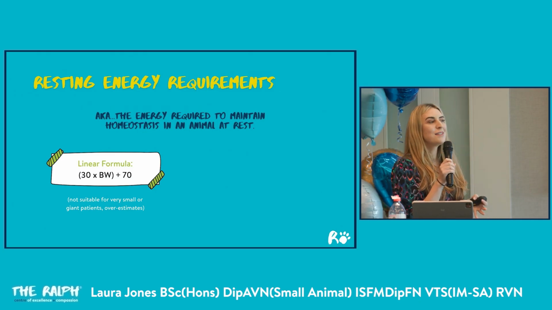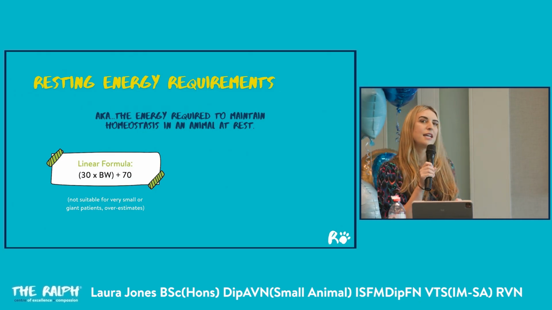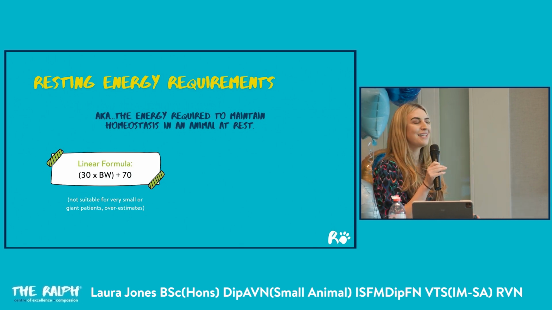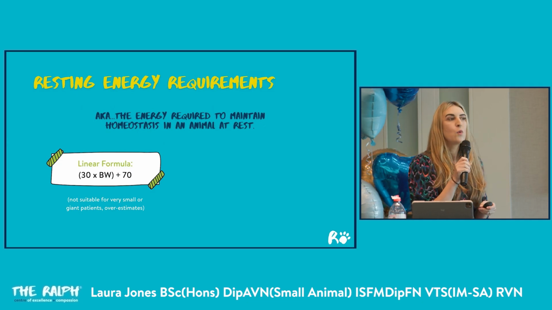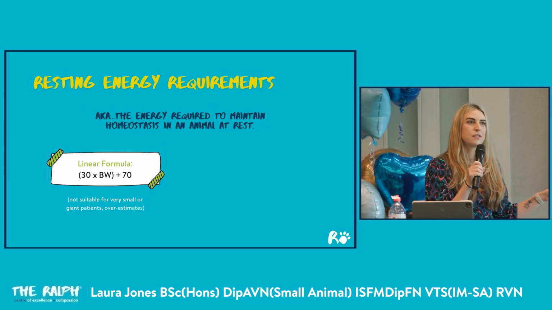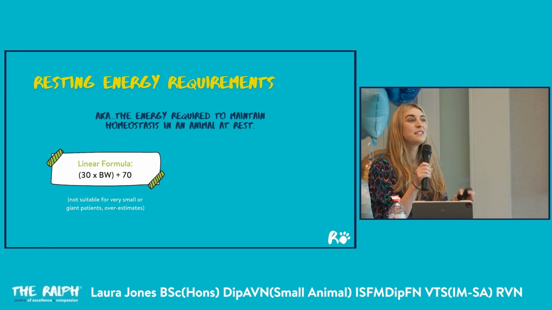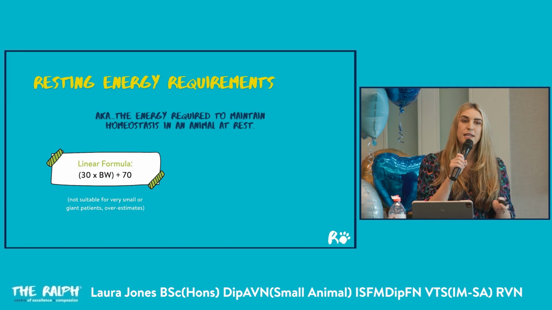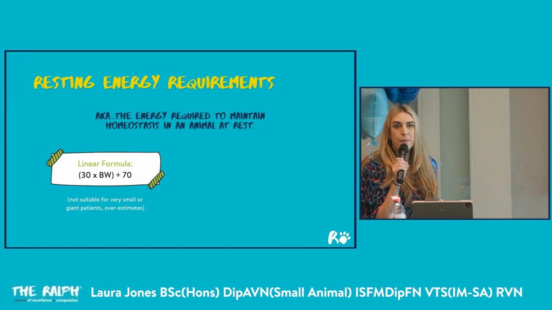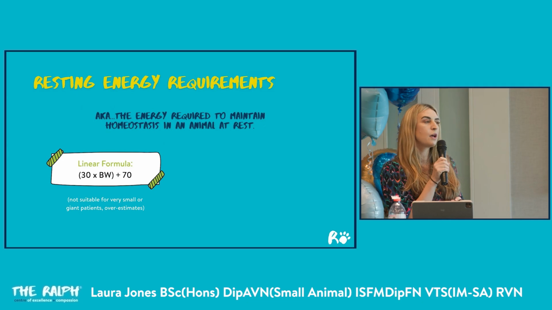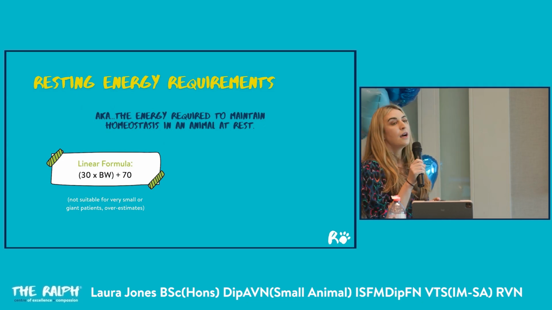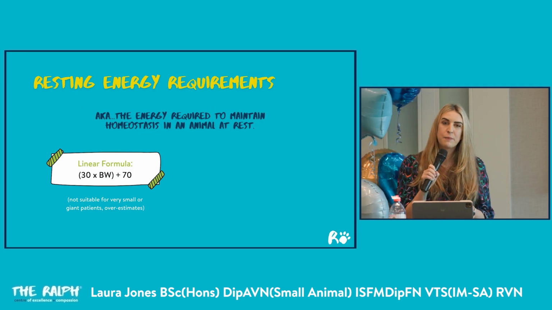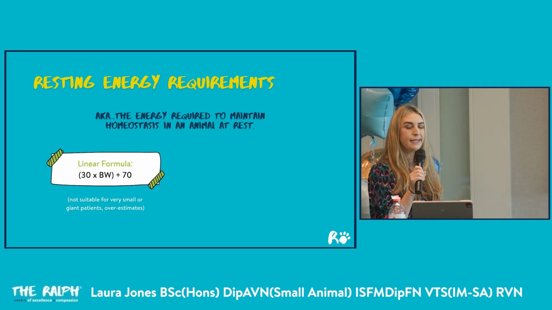The resting energy requirement is the amount of calories our patient needs per day to maintain homeostasis, so to maintain all their normal body processes at a state of rest. And whilst no one formula is the perfect fit for every single patient, this is really our best starting point. There are two different ways that we can calculate this. We've got the linear formula, which might be the one that you're more familiar with in practice. So this is 30 multiplied by the body weight plus 70. And this is okay to use. It's generally a little bit less accurate in very small or very large patients. It tends to overestimate calories very slightly.